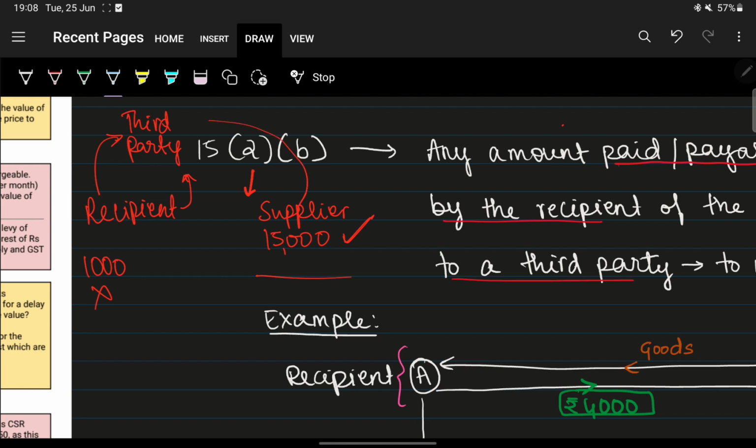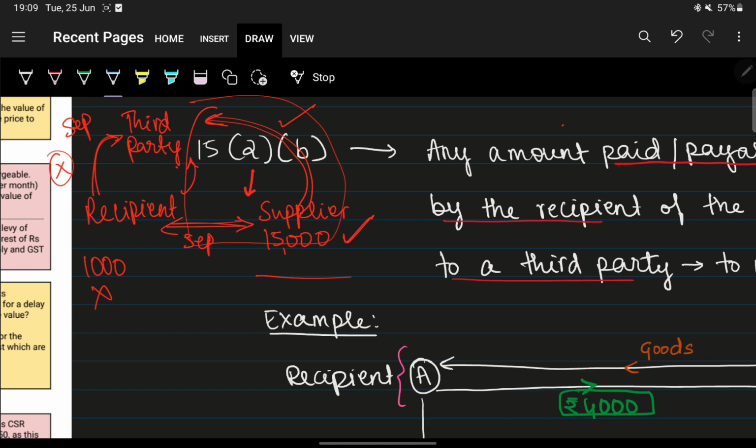Okay, if it was the supplier's liability to pay the third party and the recipient is paying, only that time it will get covered. But if it is the recipient's liability to pay the third party only, we will not consider it into the value of supply. Because this is a separate transaction, and what is happening between these two is a separate transaction. So here it is separate and this is separate. But if the supplier only had to pay the third party and the recipient is making payment to the third party, in this case it will form part of the same supply.